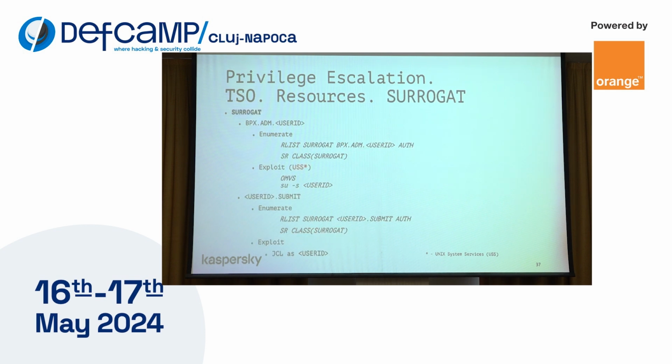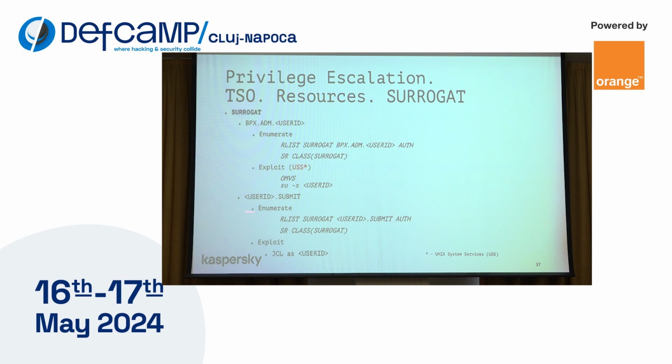Yeah, the last interesting resource class is a surrogate. Surrogate allows you to impersonate any user in various subsystems of the mainframe. For example, if you have a resource with the mask bpx.adm.some user ID, you may impersonate such a user in the Unix subsystem by running su with the flag -s.